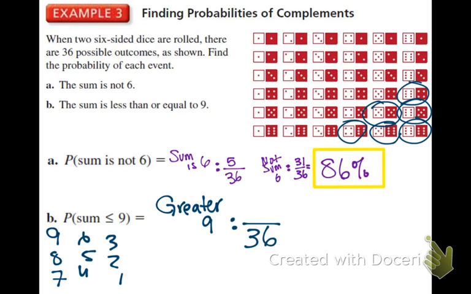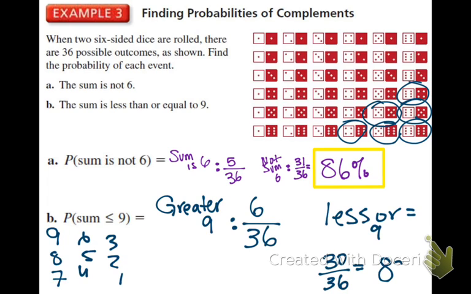So how many of them have a sum greater than 9? 6 of them. So how many of them are less than or equal to 9? 30 over 36 of them, which makes what percent? 83%. Sorry if my page is not pretty. I'm just trying to keep up.